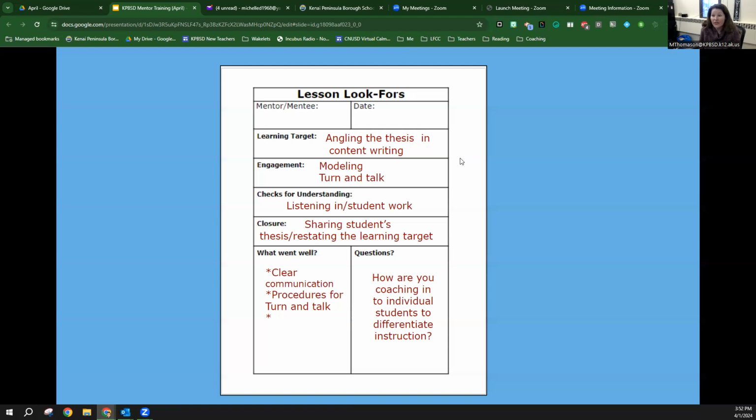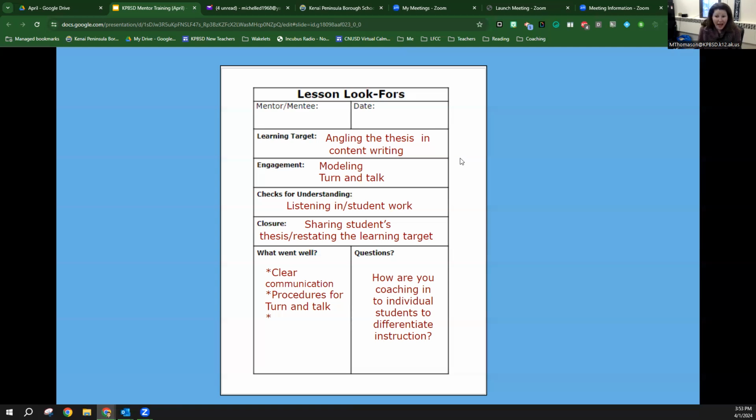What went well? She had very clear communication. I can't imagine that any of those students left that lesson not knowing what a thesis statement should look like. She had procedures for turning and talking. I saw some Kagan. It looked like a Kagan strategy to me.